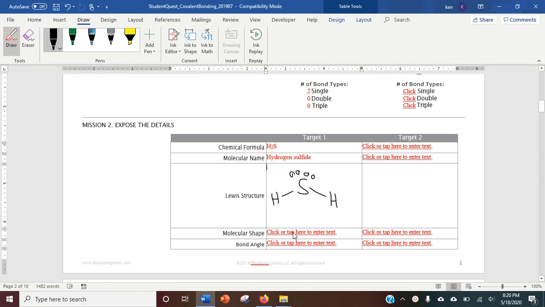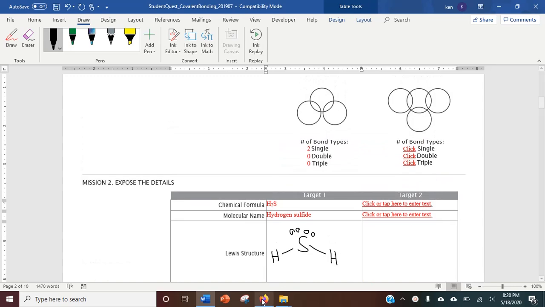Okay. Now for molecular shape. Click this to stop drawing. In case you forgot the molecular shapes, you can look up the table of molecular shapes on Google and try to match it to the best of your ability. So H2S is a bent shape. It has 4 electron dense areas. The bond angle of bent is 105. Again, if you forgot the angles, look them up.